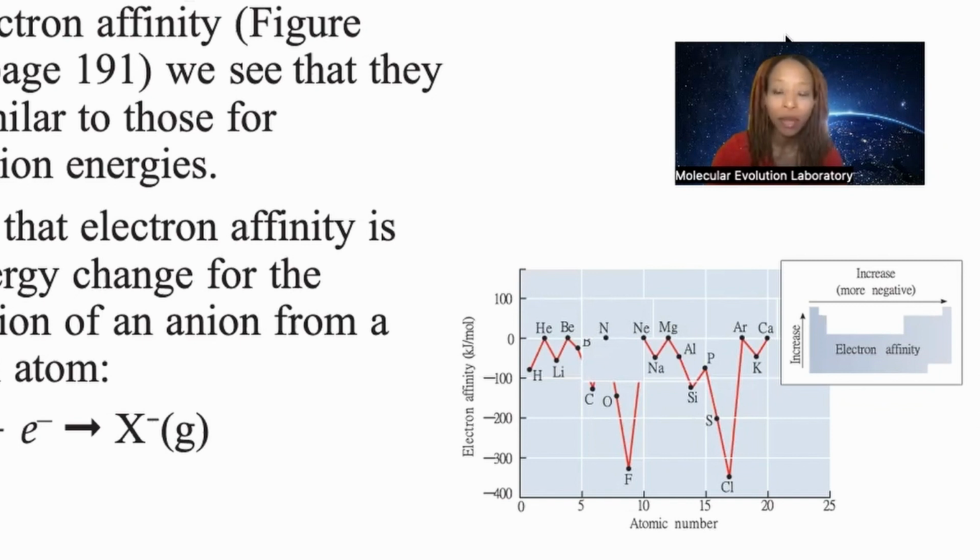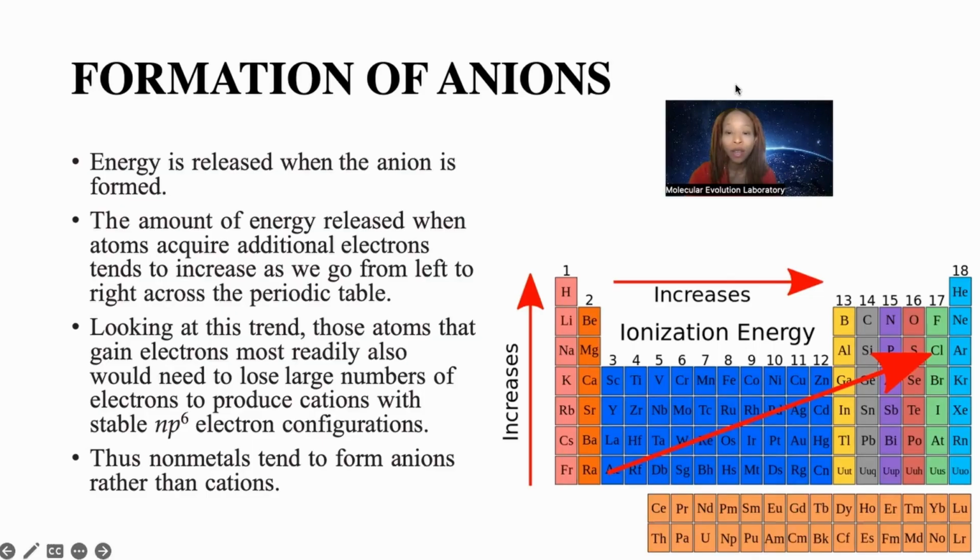So this basically results when you add an electron to a neutral atom and it becomes negatively charged. From hydrogen to helium, there's a decrease in energy. From helium to lithium, there's an increase in energy. From oxygen to fluoride, there's an increase in energy. We already know that energy is released when the anion is formed.